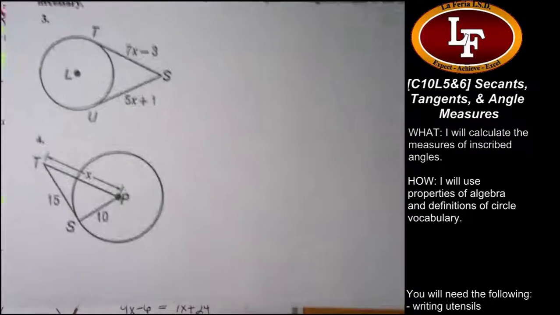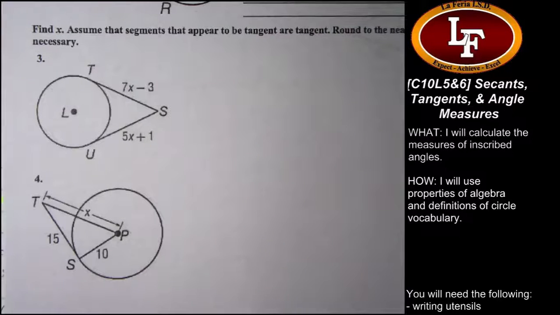Quick glance at 3 and 4. You're having to find the value of x, and it tells you to assume that the segments that look tangent are in fact tangent. So if it looks like it's a tangent, and doesn't clearly cut through the circle twice, it's going to be a tangent for you. Round to the nearest tenth if you have to. Which theorem could you use to get through these?